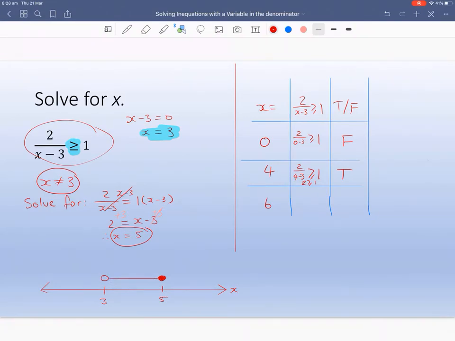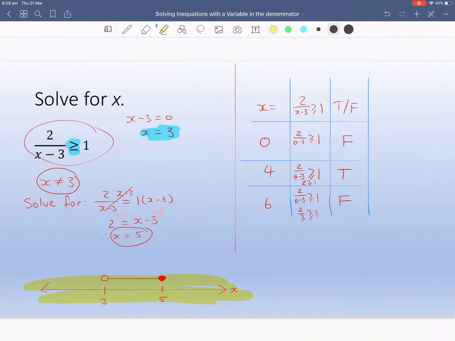And let's just test the last value. It's likely that it's not going to be the case, because normally we don't have it in subsequent regions, but sometimes we do. So let's check that out. Let's try in 6. So we're going to get 2 over 6 minus 3 is greater than or equal to 1. 6 minus 3 is 3, so it's 2/3. Is that greater than or equal to 1? No, that's false. So it doesn't exist.